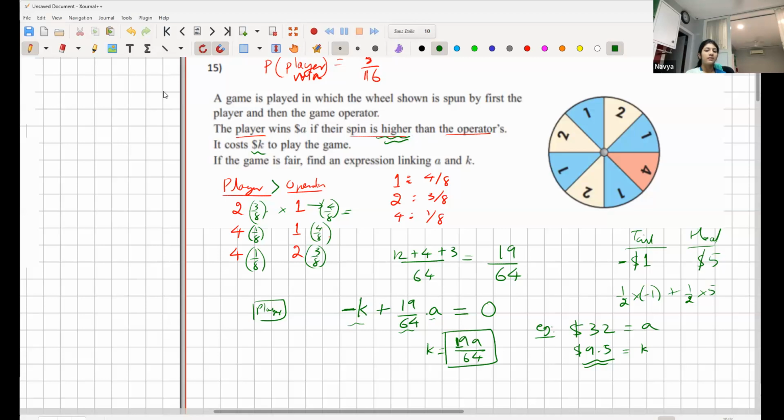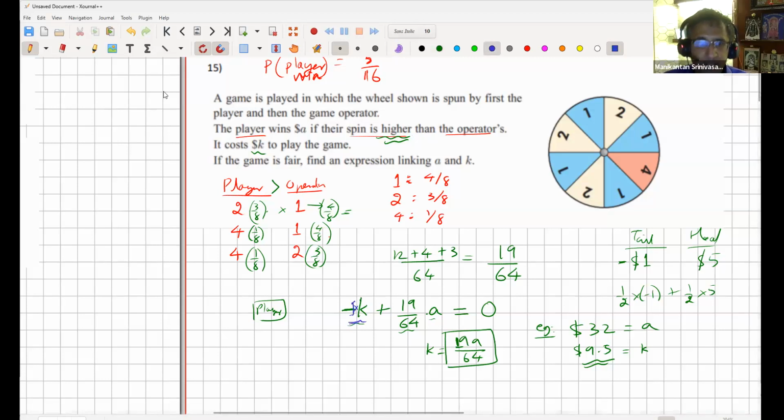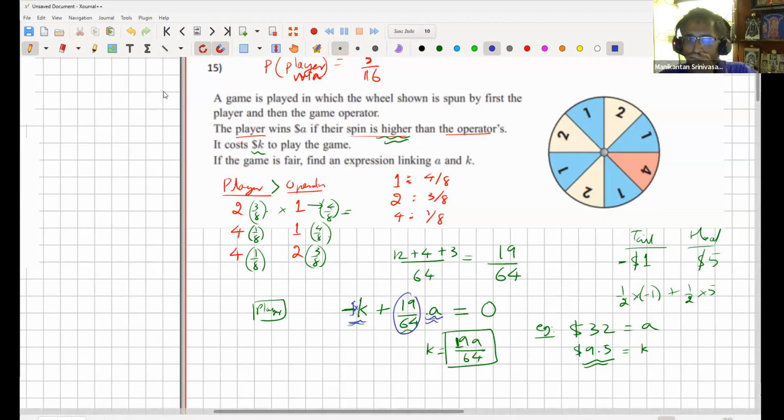Yeah, so here, exactly same case. In fact, I should say 1 times K. With 1 chance, I am losing K. I have to play the game. So with 1 probability, I'm losing K for sure. With 19 by 64 probability, I'll win A. And can that compensate for it to make it 0? That's what this relation is.